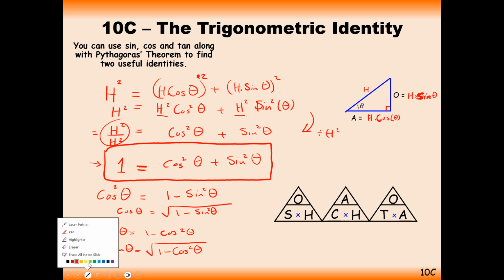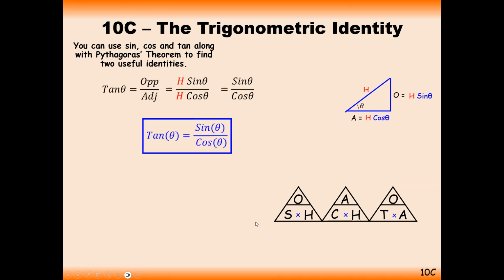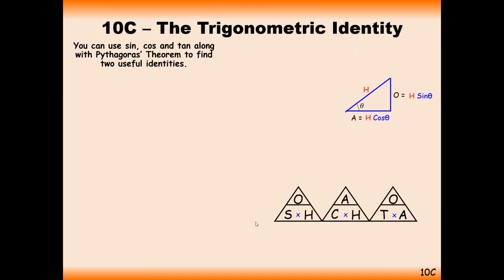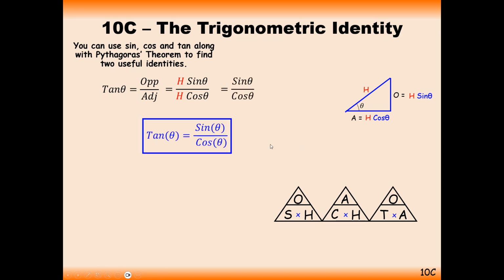I have yet another way of proving it. Alright, so this is neat. There is another identity here. We already used this identity before, actually, when we calculated the exact ratio of tan. We said the opposite side is h times sine theta, and adjacent side is h times cos theta. So the h's cancel away, and that's why tan theta is always equal to sine theta over cos theta. Alright, this is also very useful and handy in many cases.